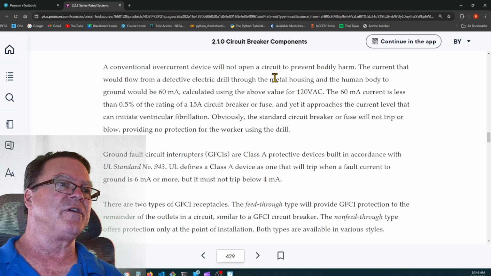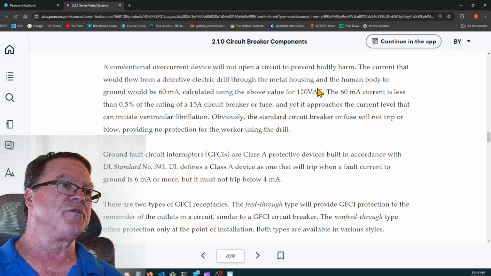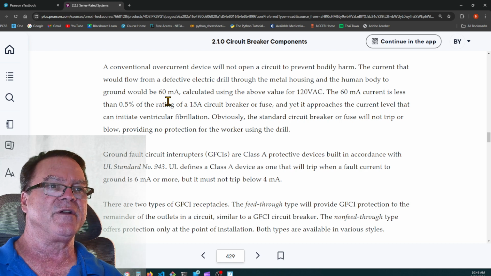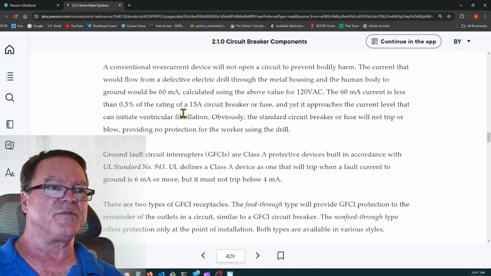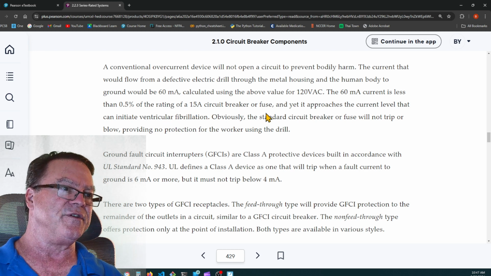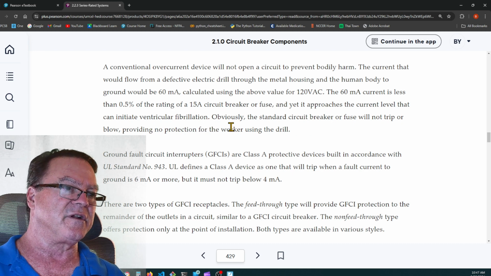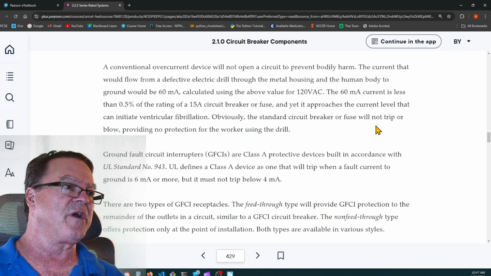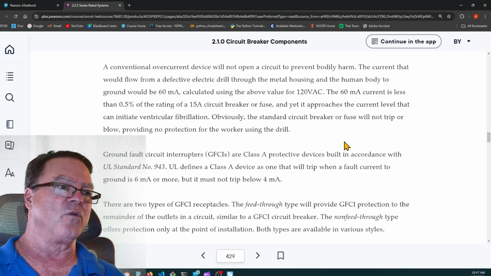A conventional overcurrent device will not open a circuit to prevent bodily harm. Current that would flow from a defective electric drill through the metal housing, through the human body to ground would be about 60 milliamps, calculated using the above value at 120 volts AC. The 60 milliamp current is less than 0.5% of the rating of the 15 amp circuit breaker or fuse, and yet it approaches the current level that can initiate ventricular fibrillation. Obviously, the standard circuit breaker or fuse will not trip or blow, providing no protection for the worker using the drill.